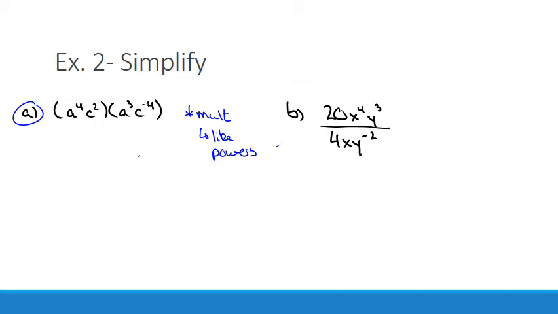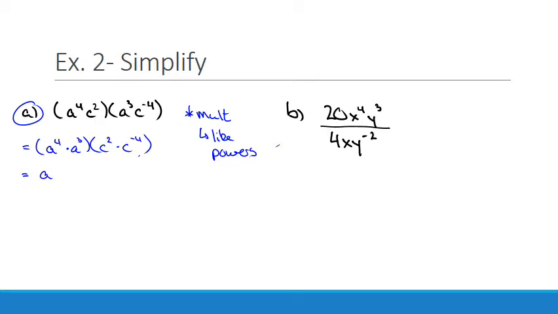When you do this, feel free to reorganize. So I could put my a's together. a to the power of 4 times a to the power of 3, and then c squared times c to the -4th power. So it helps you see it. You don't have to perform that step. The next step now, actually do the multiplications. So I'm going to add those exponents.